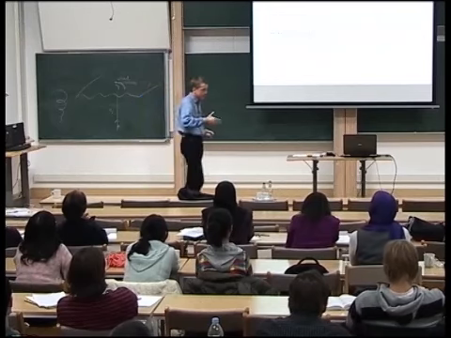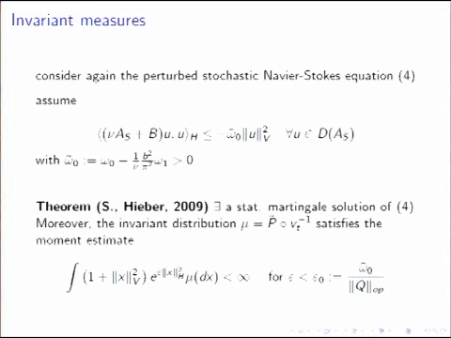So we consider again this perturbed stochastic Navier-Stokes equation. Of course, this can be formulated for general linear perturbations. If this assumption is fulfilled, so this dissipativity condition, or condition on the real part of the spectrum of this perturbed Stokes operator, so that omega tilde_0 is strictly positive, you can construct a stationary martingale solution of this stochastic Navier-Stokes equation perturbed with this perturbation B. And the invariant distribution satisfies these moment estimates.